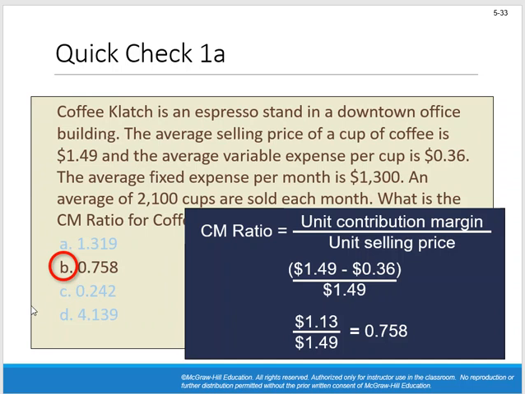So I'm hoping that you came up with B. We're going to compute our unit contribution margin. So $1.49 selling price minus 36 cents. That's $1.13, right? So our CM per unit is $1.13, and we're going to divide that by our unit selling price, $1.49, and therefore our ratio, $1.13 divided by $1.49, is 0.758, or 75.8%. So that's our CM ratio.